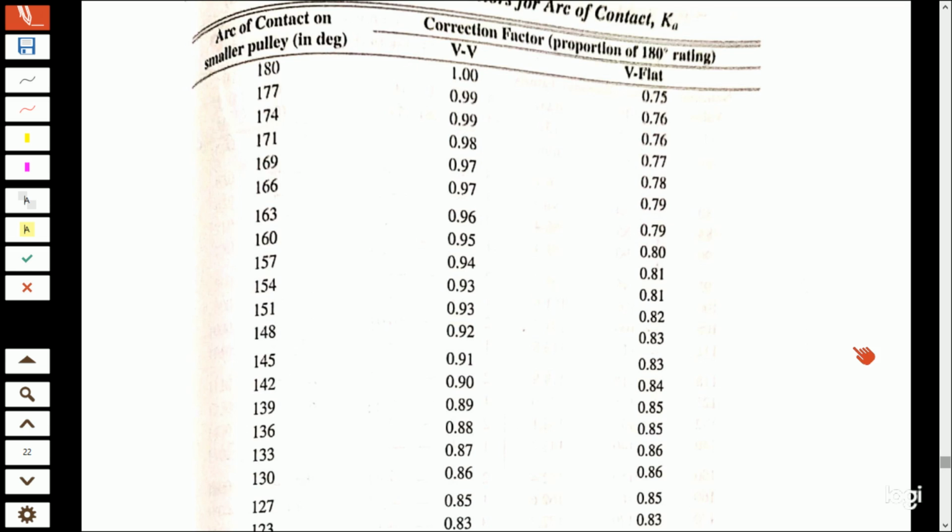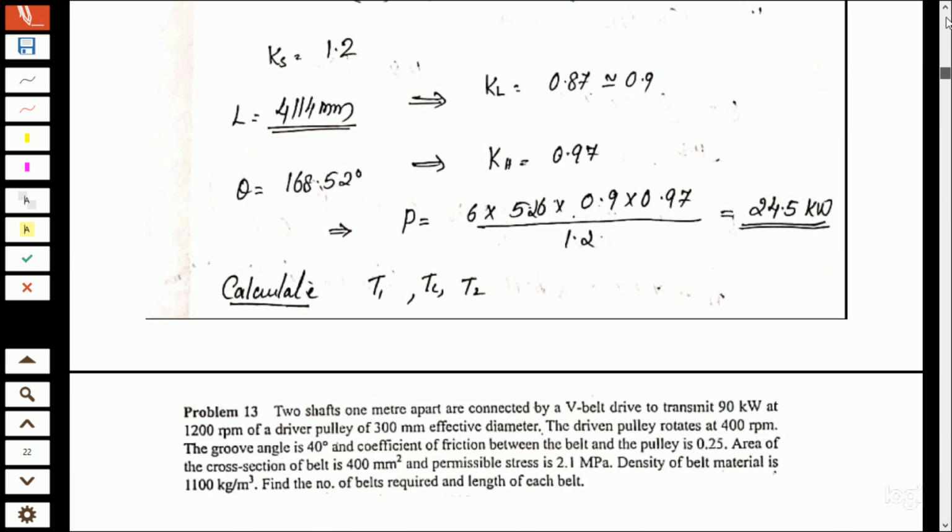Okay, now let us go back. So we have got the values of KS, KL and KA by using this table. So this is the methodology. KS is based upon the service factor and KL is based upon the length of the belt, so you have to calculate the length. KA is based upon the angle of contact, so you have to go for the angle of contact. So this much calculation has to be completed to get the values of KL and KA. Okay, now let us go back to the solution part.